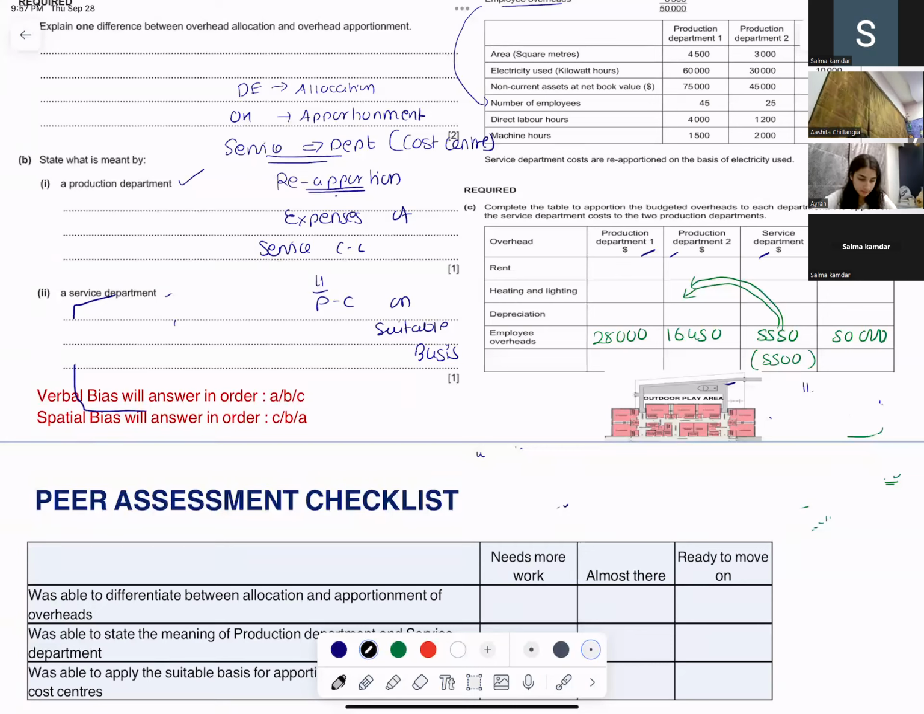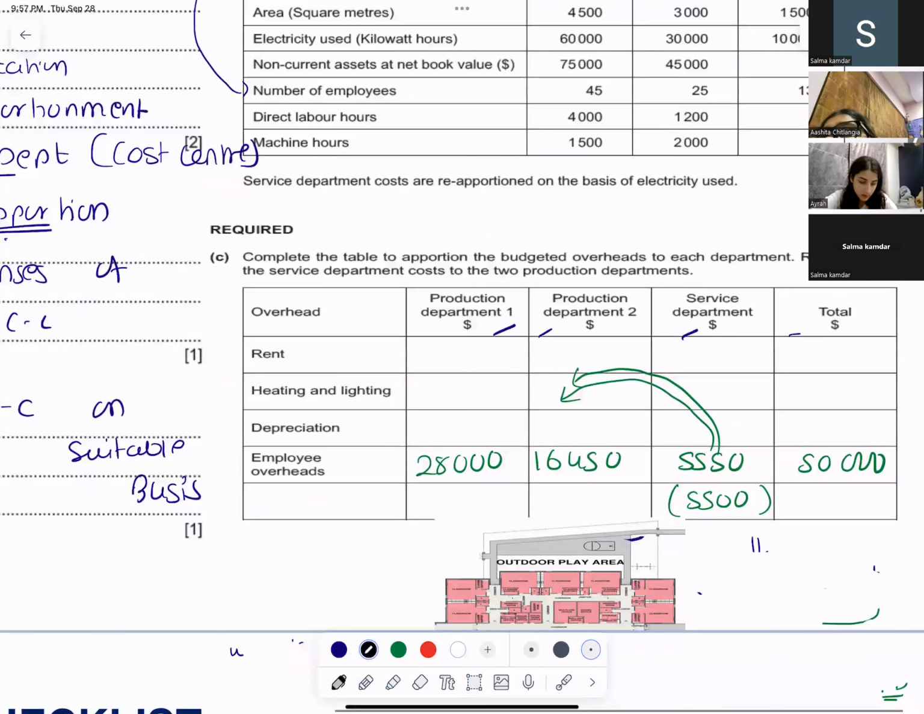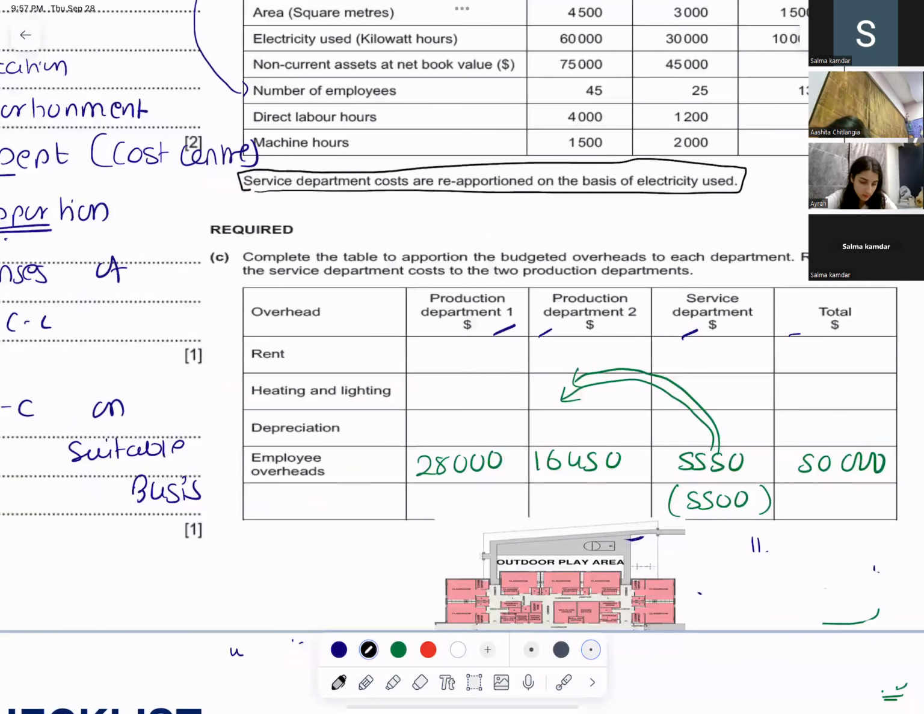They will give you some information over here. What is the information? Service department costs are reapportioned on the basis of electricity used. Electricity used is this much for these two departments, right? So it would be reapportioned on the basis of 6:3.